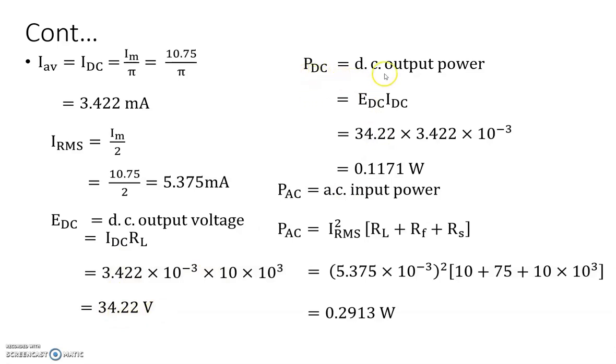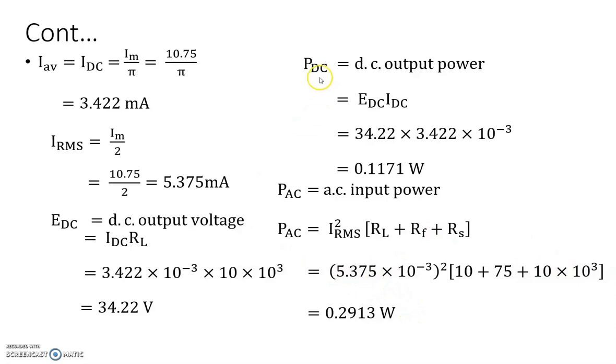Next one, power. That is PDC, the DC output power. So EDC into IDC. You know EDC and IDC. Just substitute and find the value of PDC, that is 0.1171 watt. What is next? Find out the PAC. PAC is nothing but the AC input power. That is IRMS square into the sum of all the resistance values. You just substitute the values and find the PAC.